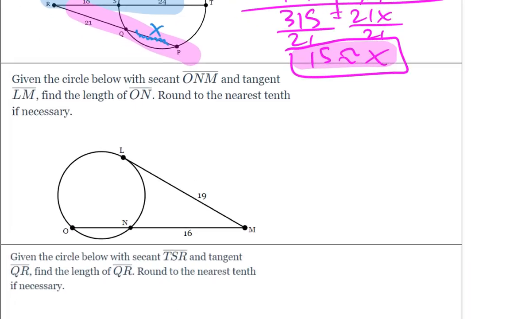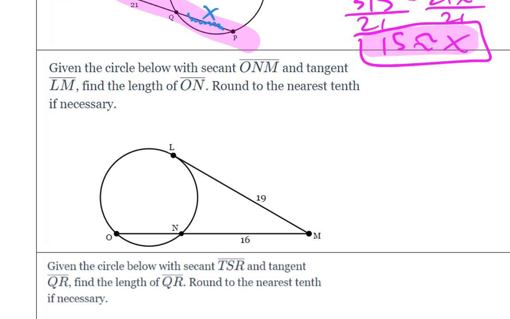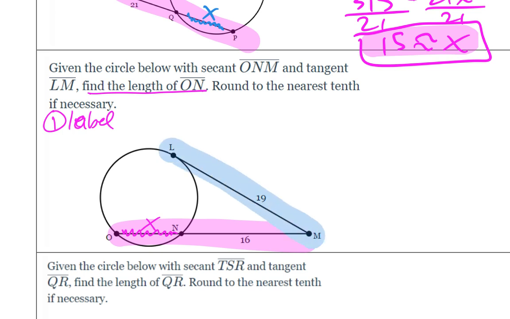All right, let's look at this one right over here. It says, given this circle below with secant ONM and tangent LM, find the length of ON. Okay, we're trying to find the length of ON. Let's go ahead and label that with an X, right? So the first step we wanted to do is label our stuff, and then highlight as well. So I'm going to highlight these two different colors. That one's going to be one color, and that one's going to be another color.